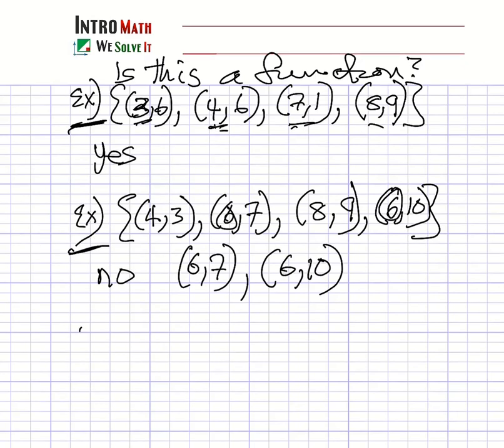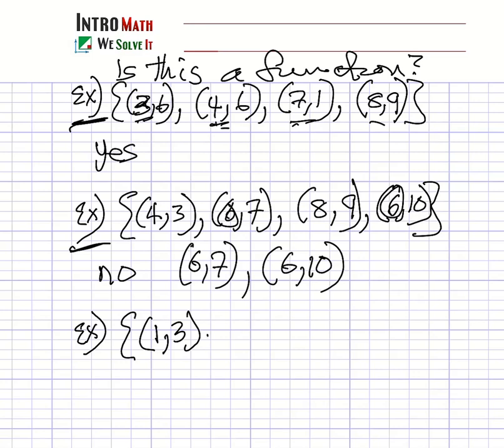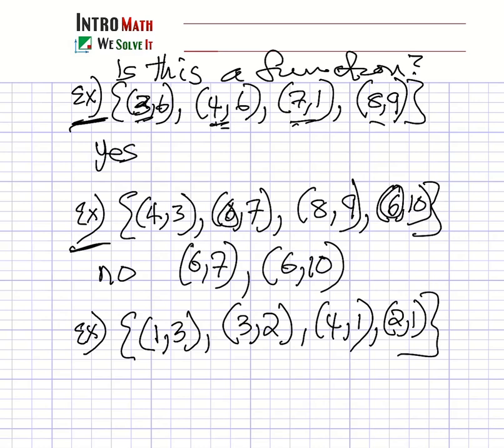So let's look at another example. Look at this. It's (1, 3), (3, 2), (4, 1), (2, 1). Is that a function? Yes, because look at the first elements, none of them is repeated, right? So this is a function.